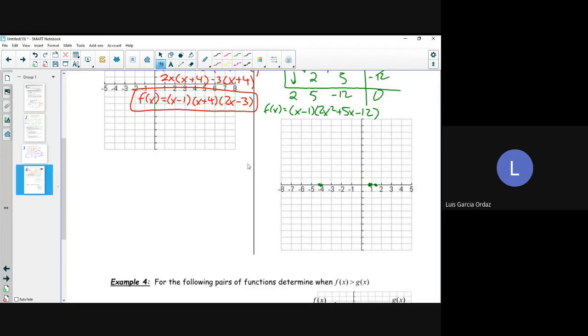Okay, so what is our degree? 3. What is our leading coefficient? Positive. And from what quadrant does it go to? Quadrant 3 to quadrant 1. And last but not least, what is going to be our y-intercept? 12. 0 and 12.